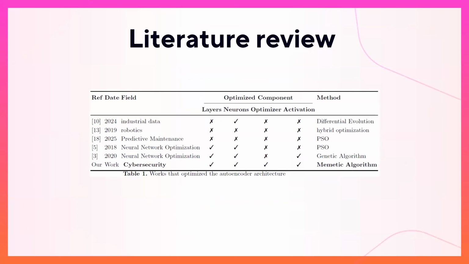So first, let's look at the literature review. This is just a summary. Many previous studies either adopt a fixed architecture for the autoencoder or focus solely on optimizing specific parameters. As you can see from the table, our approach differs as it's the only one that utilizes a memetic algorithm. Okay, and it considers all the 5 key elements that make up the autoencoder, which include the number of layers, neurons per layer, activation function, and the optimizer selection.